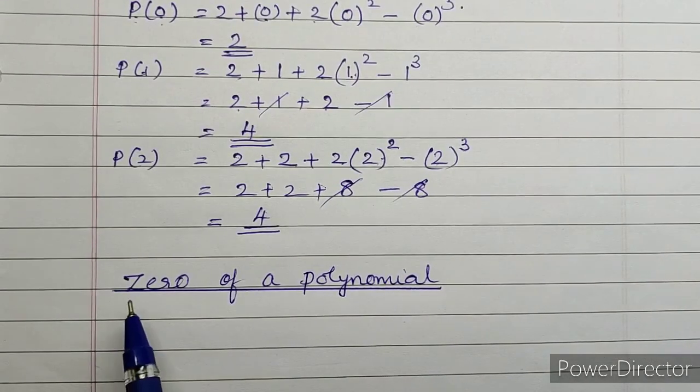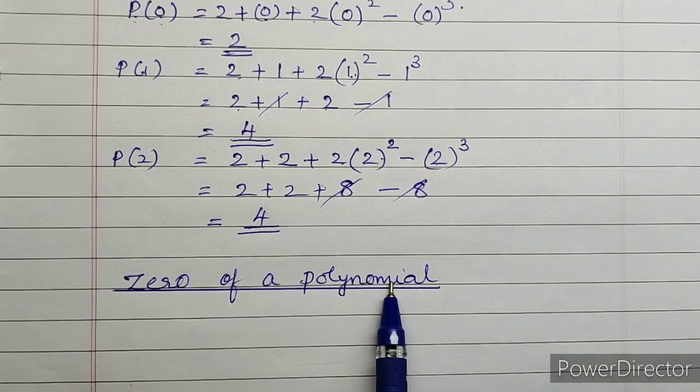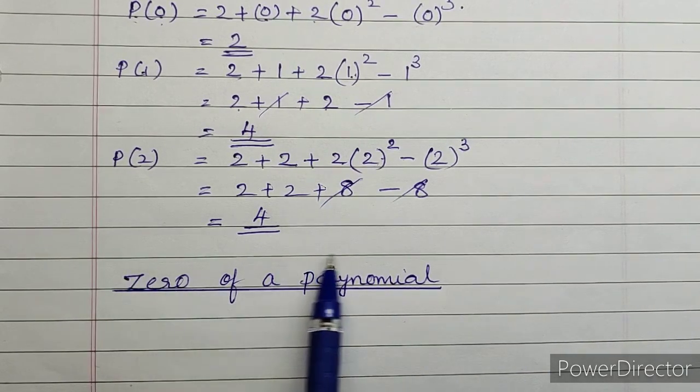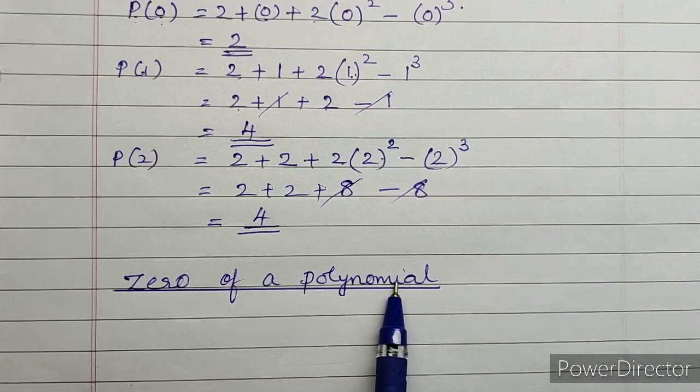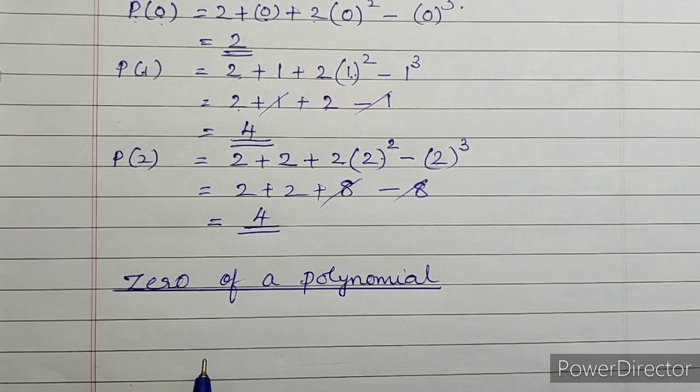Next topic is the 0 of a polynomial. See the difference, 0 of a polynomial. In the last video we learned about the 0 polynomial. Do you remember? That is 0 only, the number 0. So the degree of the 0 polynomial is not defined, and all that we have learned. But this is the 0 of a polynomial.